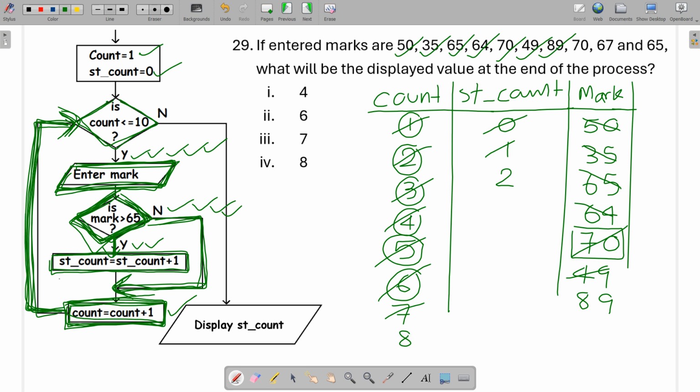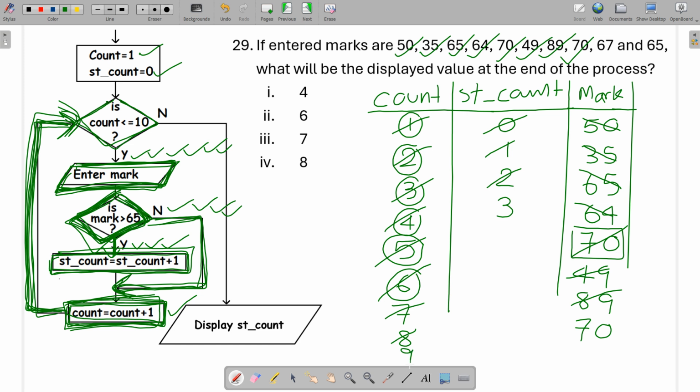Goes up and checks again. Count is less than 10. Still, yes, it is less than 10. Goes on the yes path again. Asks for a mark. Now this time it's going to insert 70. So mark is going to be 70. Check whether it is larger than 65. Yes again. ST count increased by 1. So 2 increases to 3. And count increased by 1. So 8 will become 9.